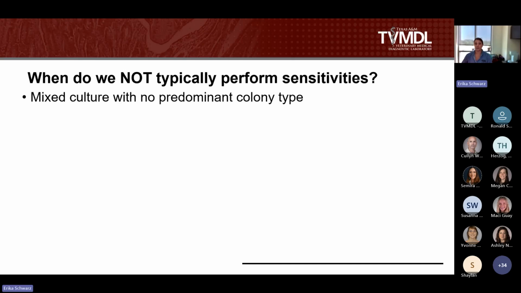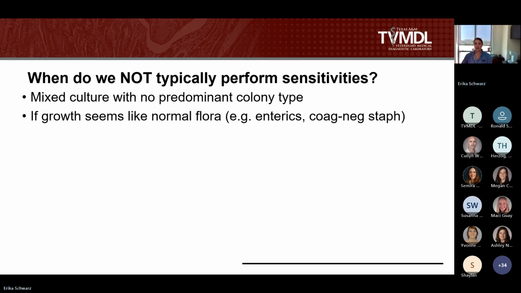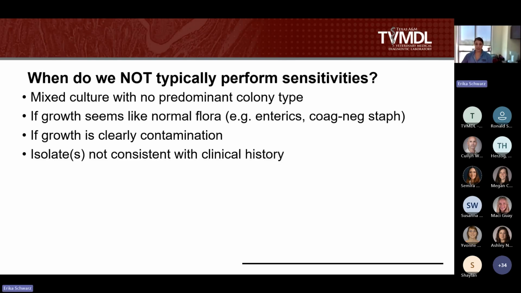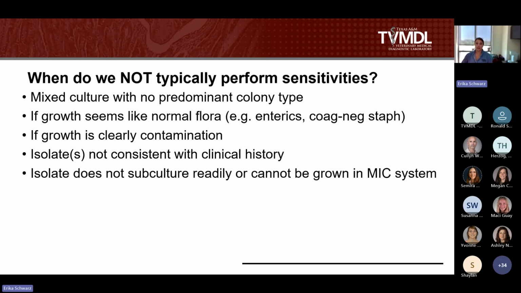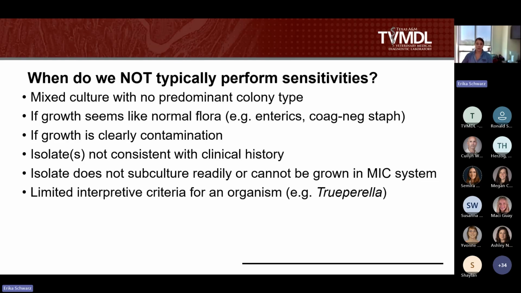When do we not perform sensitivities? Usually when it's a mixed culture with no predominant colony type. If growth seems like normal flora, like enterics or coagulase negative staph on the skin, we might not do a sensitivity right off the bat. If growth is clearly contamination, we will not do a sensitivity on that. If the isolate is not consistent with the clinical history, it might not be worth spending your money to do a sensitivity on this. And if the isolate does not readily subculture or can't be grown in the MIC system, we will not be able to perform an MIC.